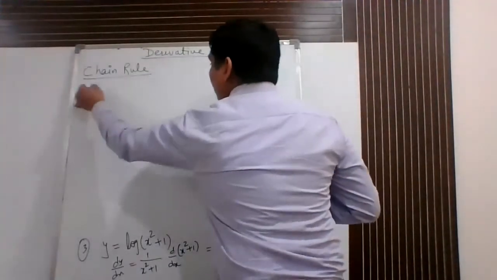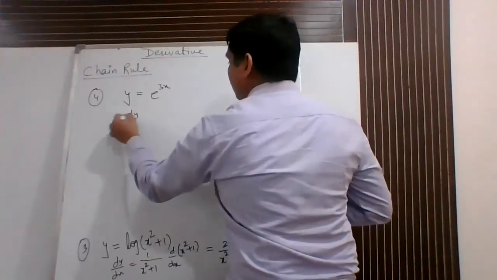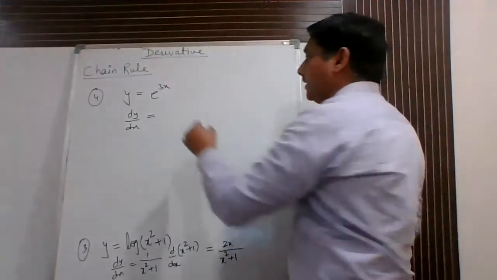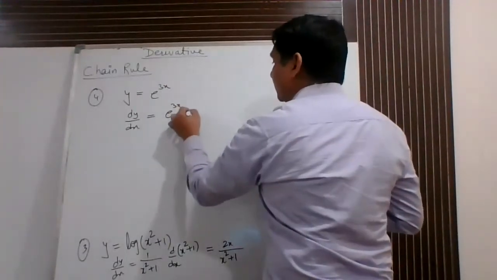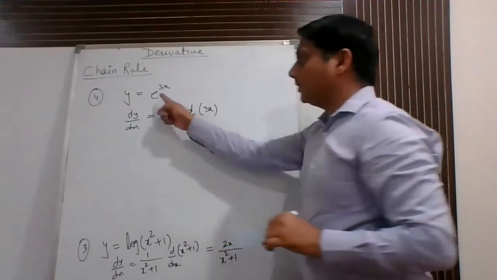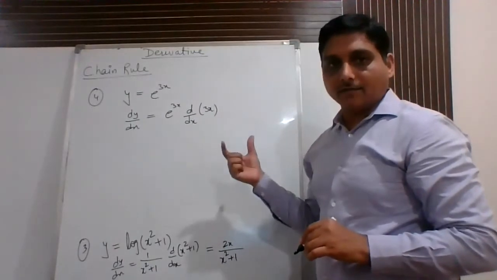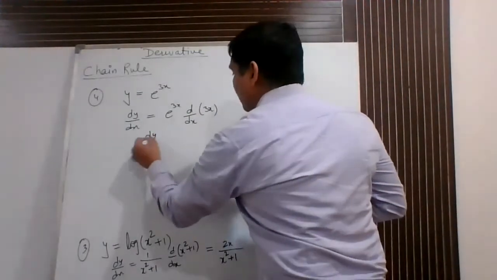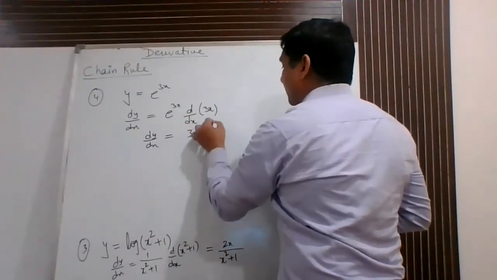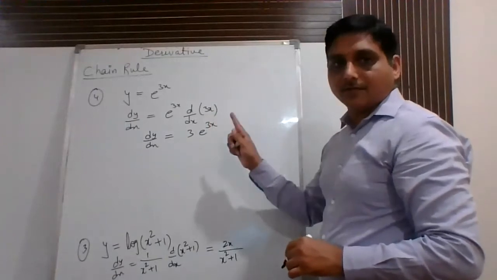Then write down number 4. y is equal to e to the power 3x. When you differentiate this, it will be e to the power 3x into the derivative of 3x, because you know that the exponential's derivative is the exponential. After that, you have to take the derivative of the angle. So this is dy upon dx. We get this as 3 into e to the power 3x. The derivative of 3x is simply 3.